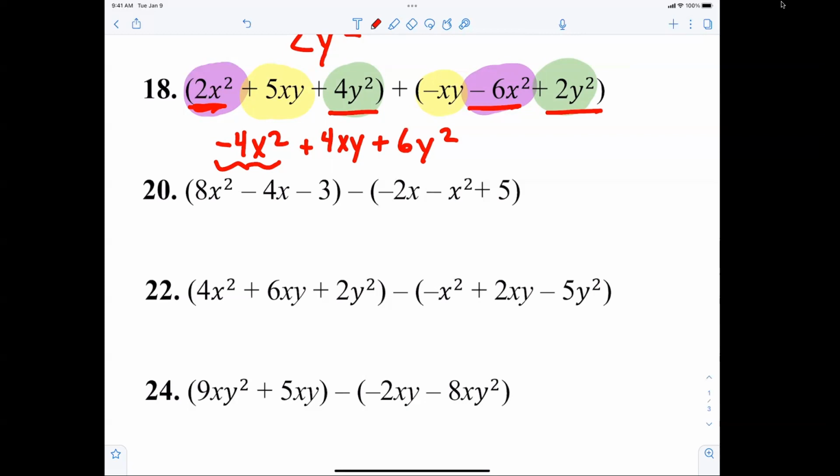Why doesn't the 6y squared go before the 4xy? Well, I honestly don't really even care. If you put the 6y squared first, I don't care. But generally you go in descending order alphabetically. So what does that mean? This is a 2, this is a 1. So I look at the alphabetical order of the variables. X comes before y. So I would start with the largest exponent for the x and go to the smallest.